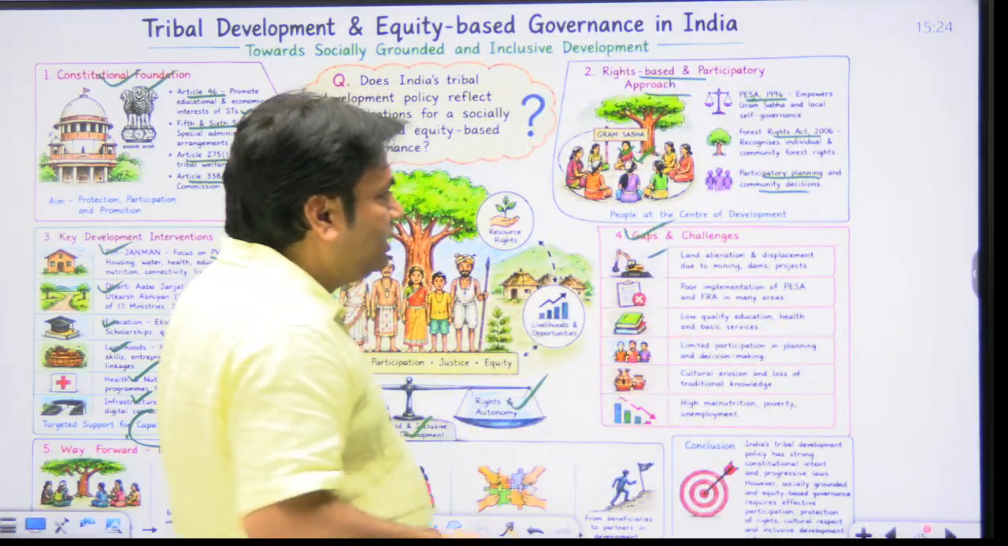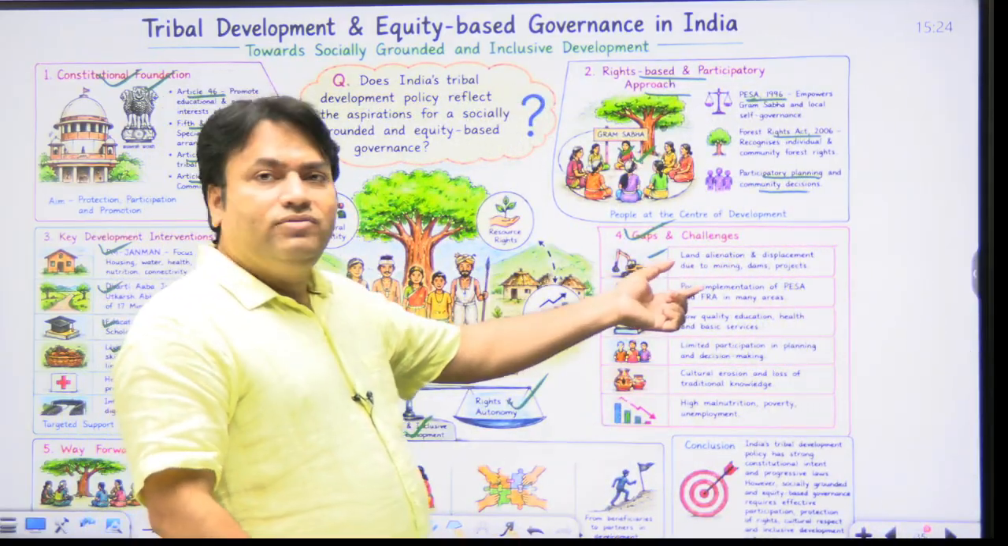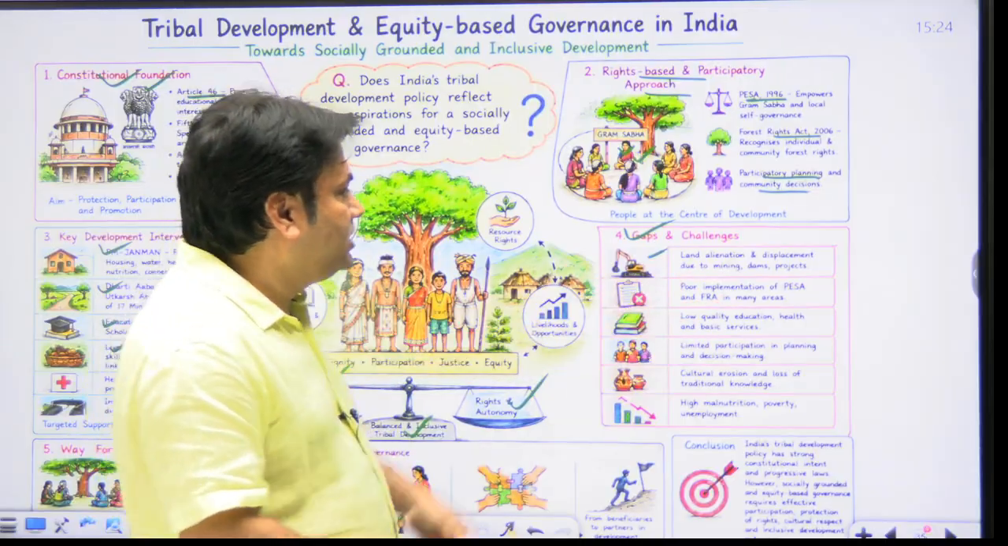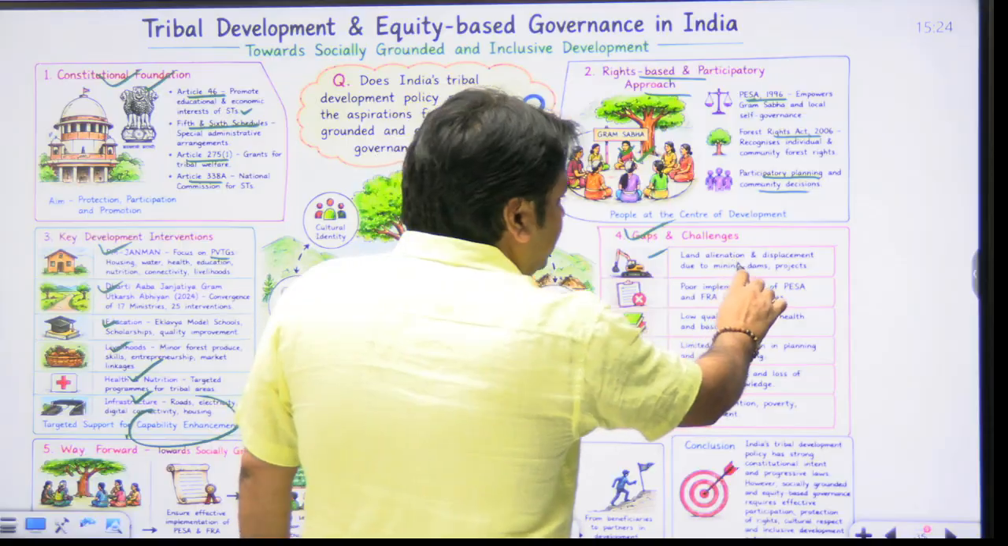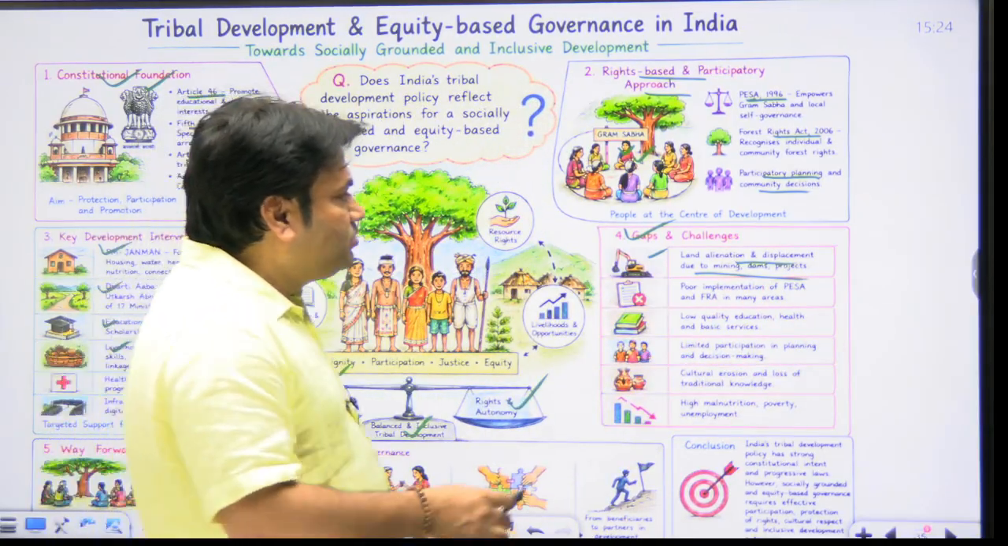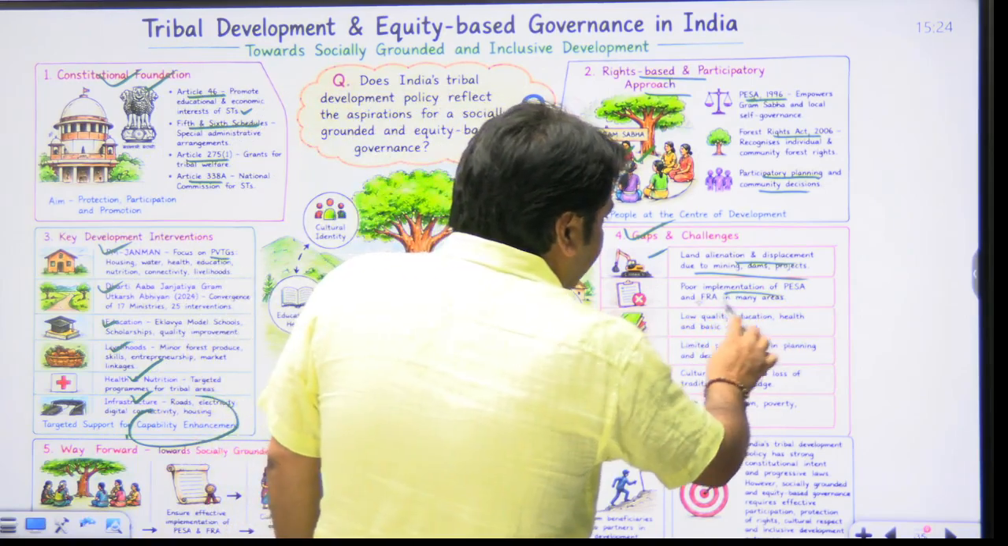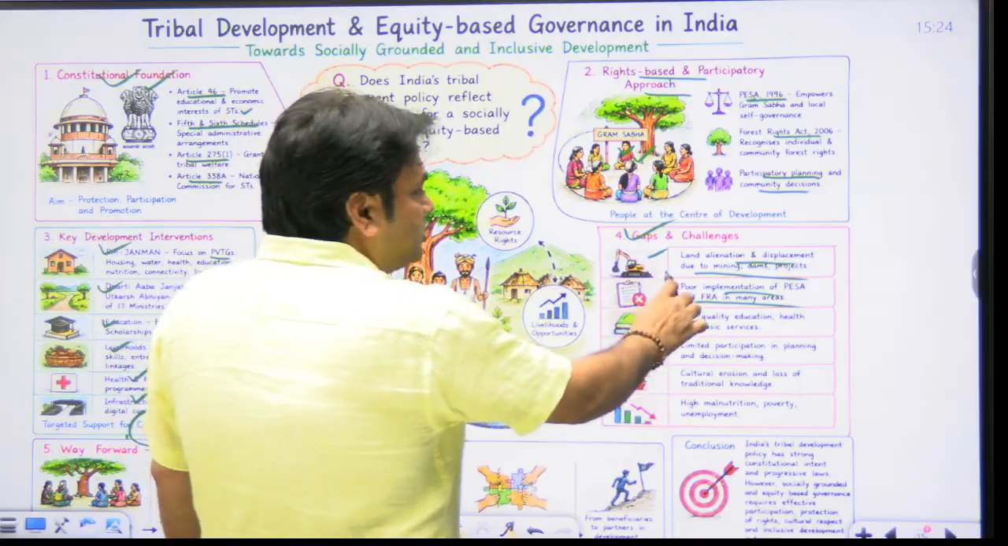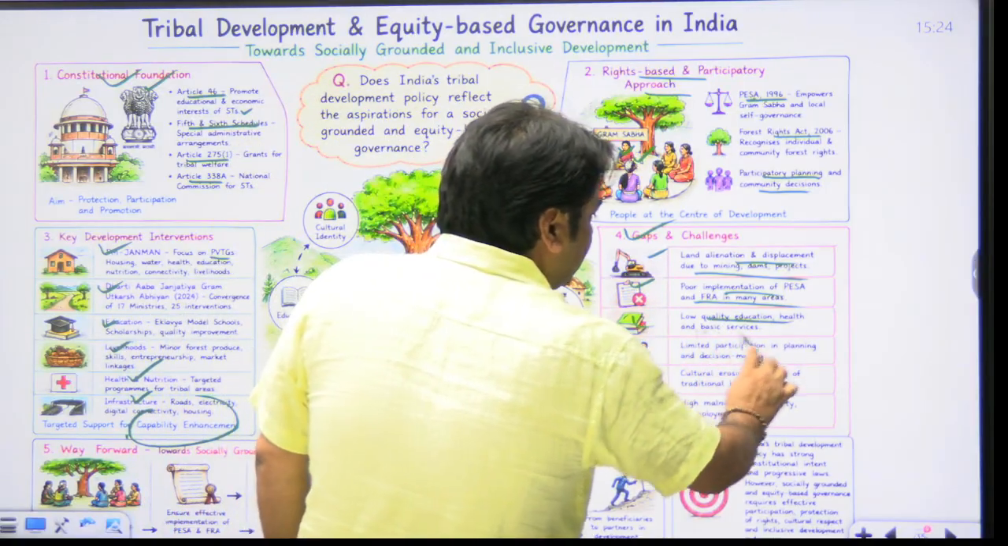Now the challenges are written. Again, only keywords, not full sentences like challenges. The first challenge is land alienation and displacement due to mining, dams and projects. The second challenge is poor implementation of PESA and FRA in many areas. The third challenge is low quality education, health and basic services.